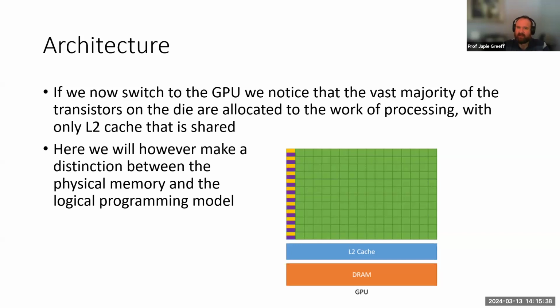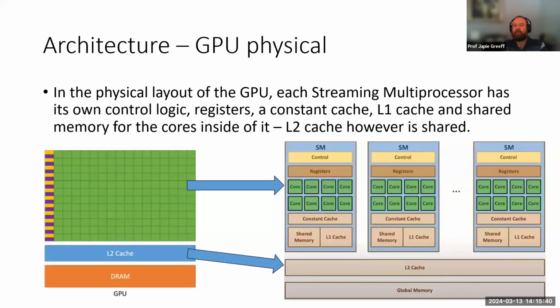But if we do consider the physical layout of the GPU, it is split up into a number of streaming multiprocessors. And each of the streaming multiprocessors has its own control logic, its own registers, a constant cache, a level 1 cache, and then a shared memory for all of the cores that are inside of that streaming multiprocessor. As I mentioned, there is a level 2 cache, but the level 2 cache is shared between the different streaming multiprocessors, whereas the level 1 cache is specific to each streaming multiprocessor.